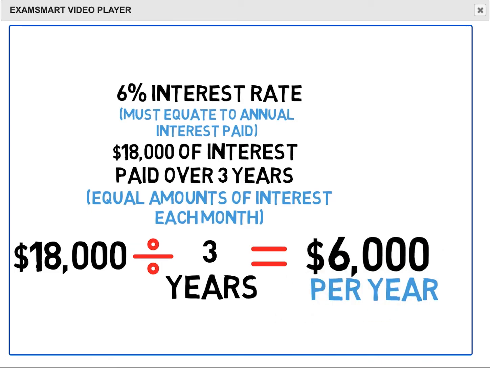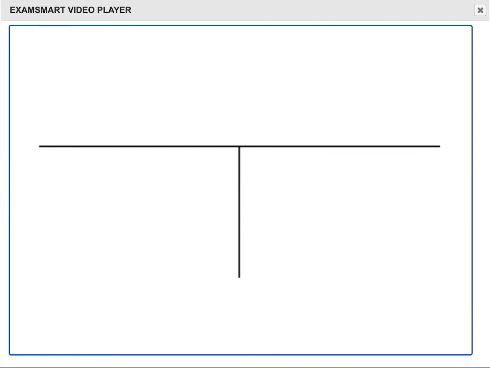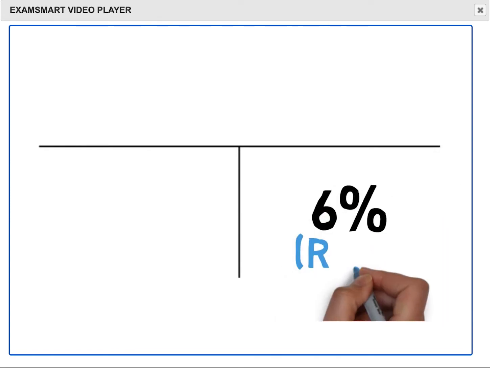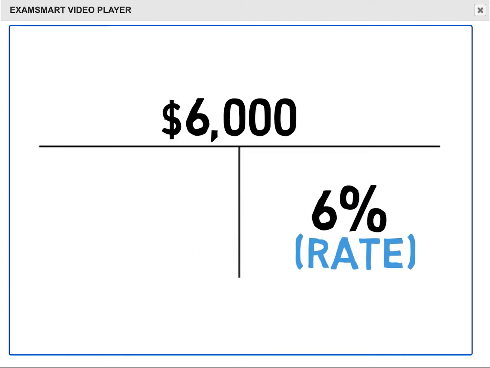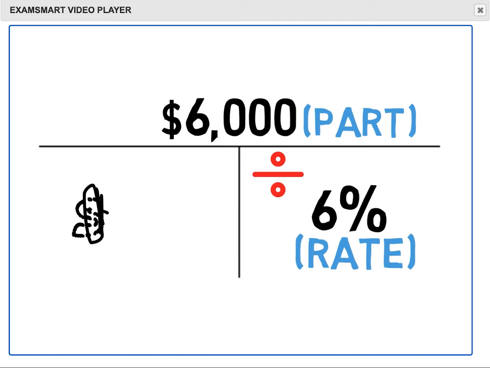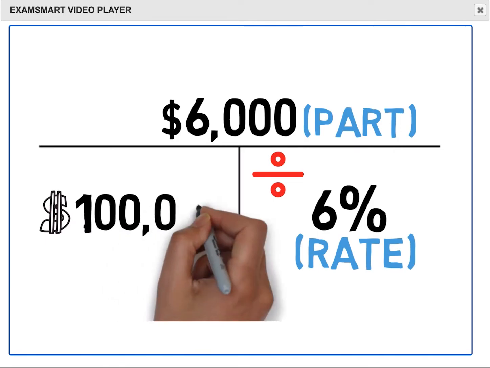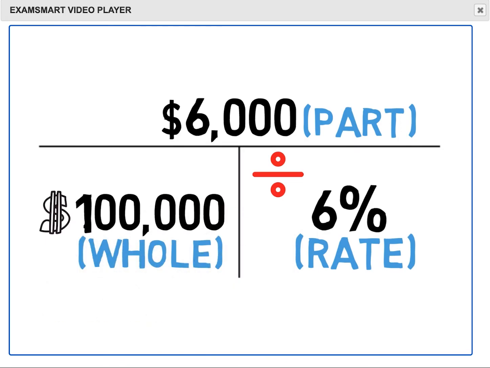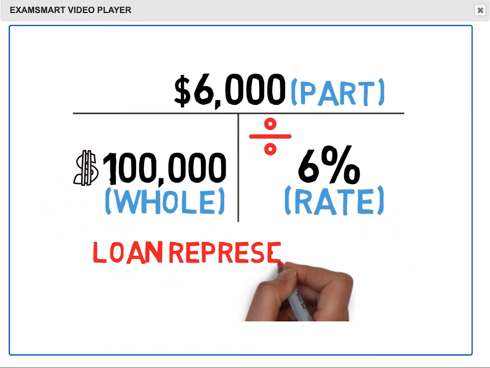Let's then go to our T formula. The 6% interest rate will go on the bottom right for the percentage. The $6,000 in interest will be the part, that's a smaller number in relationship to the loan amount. So our formula tells us to take the top number and divide by the bottom number once again. So we will take $6,000 and divide by 6%. That gives us our whole amount, or our loan amount, of $100,000. That will be on the bottom left, $100,000. Notice that the loan represents 80% of our total value.